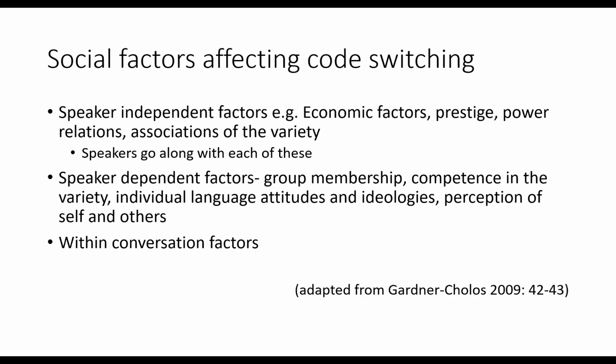Those are the grammatical constraints, but we also have social factors which can affect code switching. So firstly, we have speaker independent factors. And these are things that are outside of the speaker's control. So economic factors, prestige, power, relations, associations of the variety. So of course, speakers might be aware of this, but it's not up to the individual speaker. It's not a matter of individual speaker competence. That's why we say they are speaker independent.